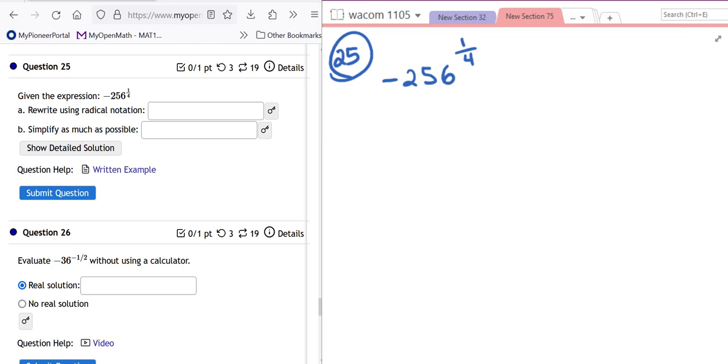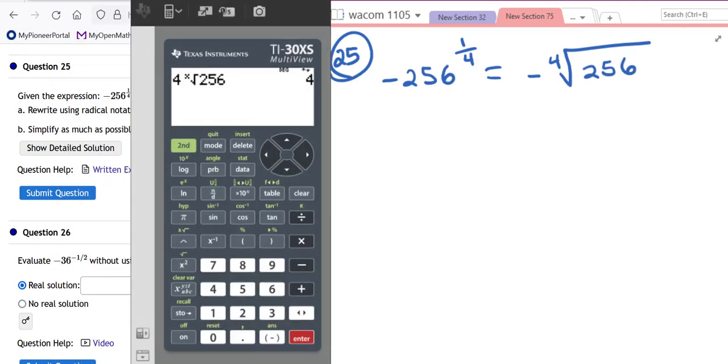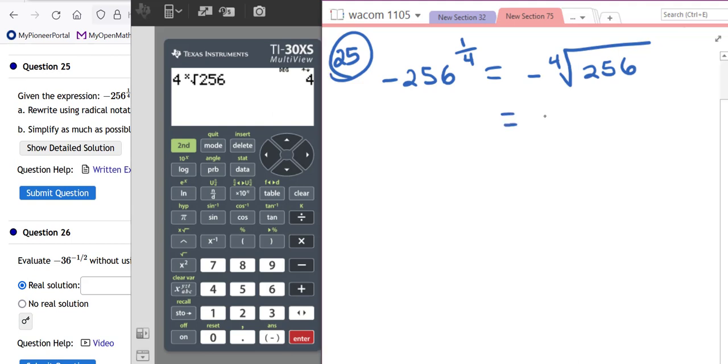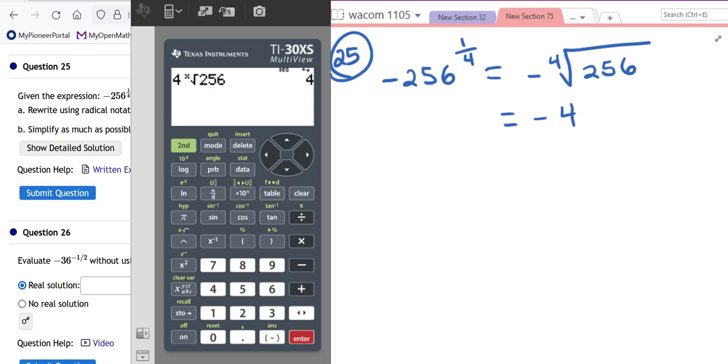If it was going to the power, this one would not be okay, because it would have an even index. But the negative is not going to the power because of no parentheses. So this one is going to be, right, we are writing it with radical notation. It is going to be a negative on the outside, fourth root of 256. And let's see, that one we just did, which is 4. So this is a negative 4.